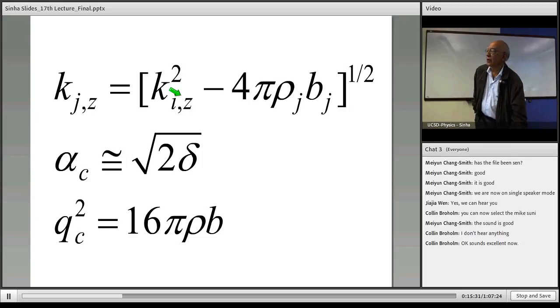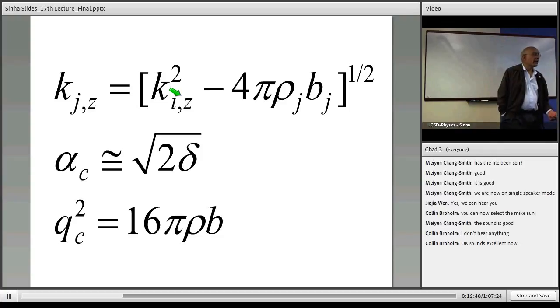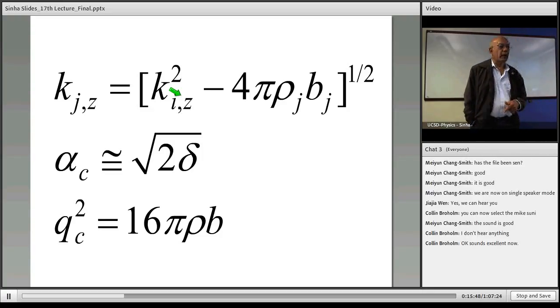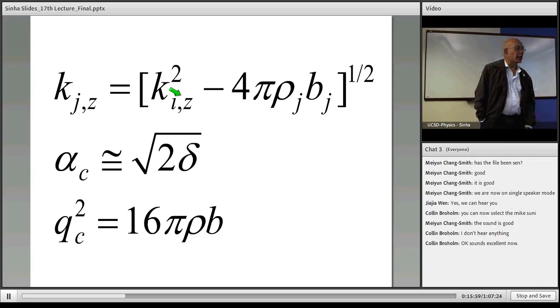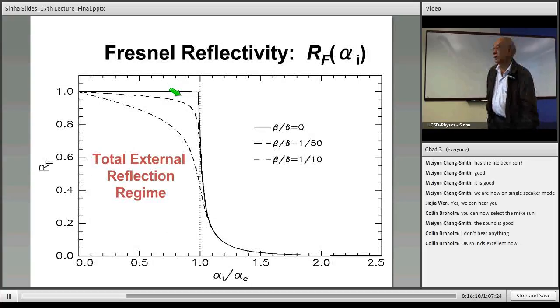You notice that the critical angle depends on delta, which in turn depends on wavelength. Okay? So the critical angle is wavelength dependent. In general, the larger the wavelength, the bigger the critical angle. But QC, the critical wave vector, turns out to be independent of wavelength. Okay, so it's a property of the medium, not of the incident beam. Okay, so can we go to the next slide?